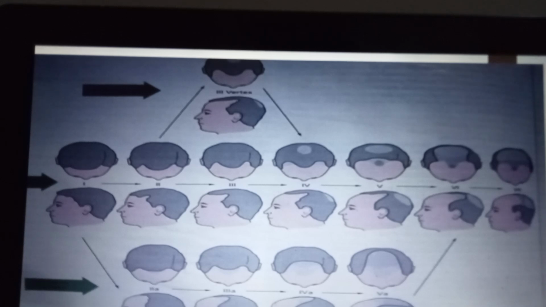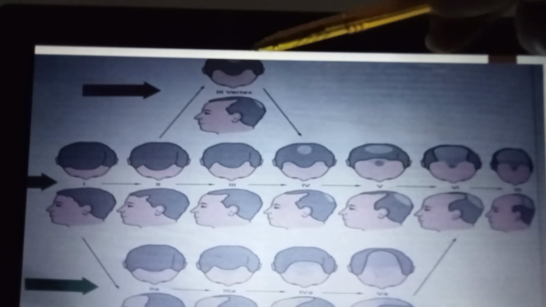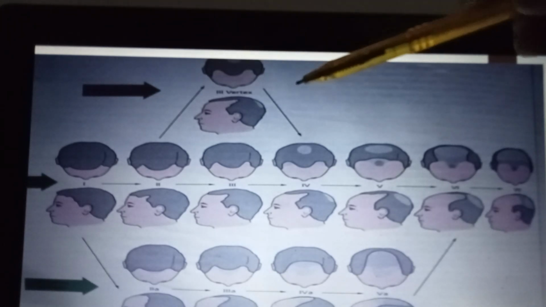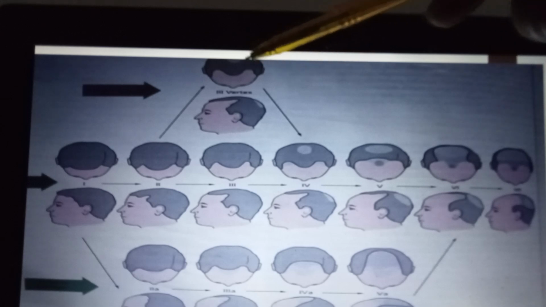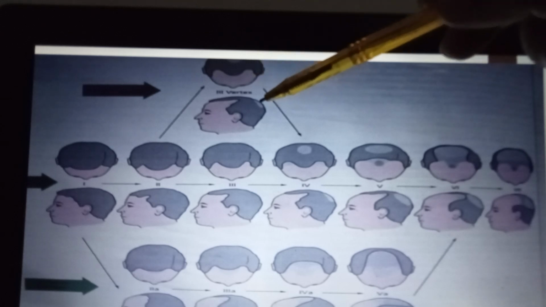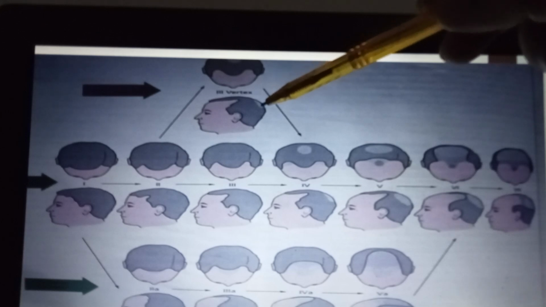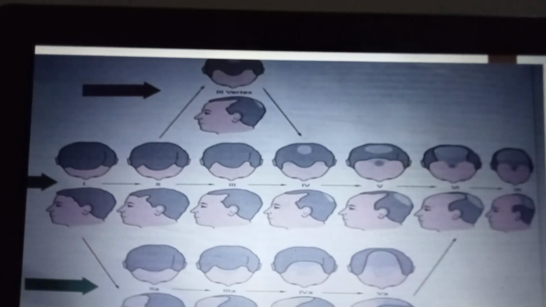Now, grade 3 vertex pattern. This is a picture of a grade 3 vertex pattern. Now you can see in grade 3 vertex pattern, the vertex area is involved. You can see here a small patch of alopecia in the vertex region. So it is more common in the crown area. Baldness may reach up to 3 inch with minimal hairline problem. Frontotemporal recess will not cross the vertical plane of the external auditory canal.